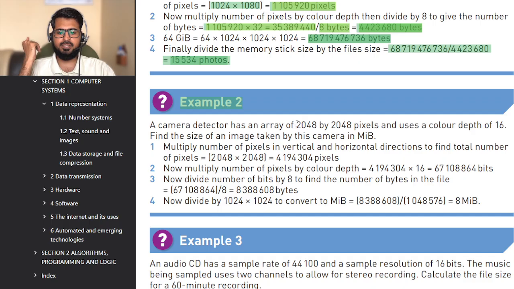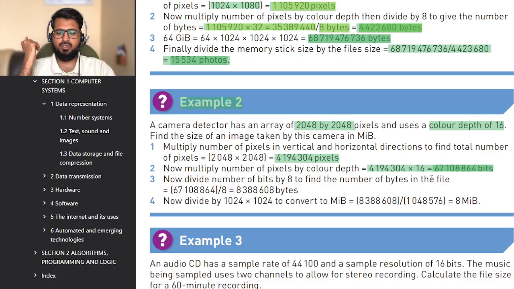Your example is giving you the total number of pixels, 2048 by 2048, and it is giving you a color depth of 16. So 2048 multiplied by 2048 multiplied by 16, we will get the final answer in bits, right? This is the image size in bits. Now what is your book saying? Find the size of an image taken by this camera in MB.